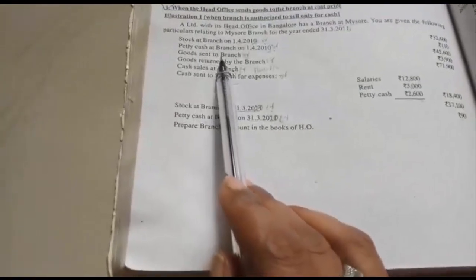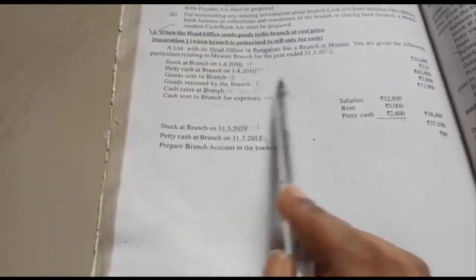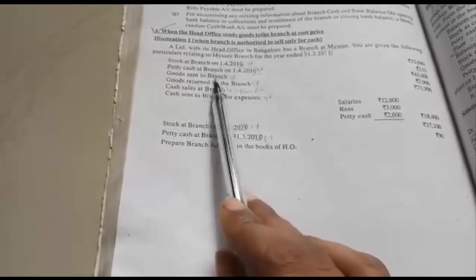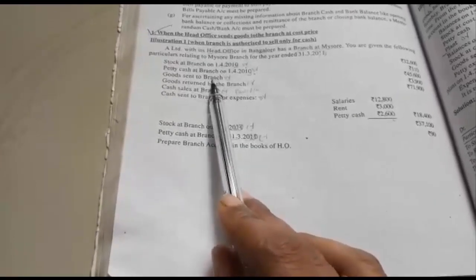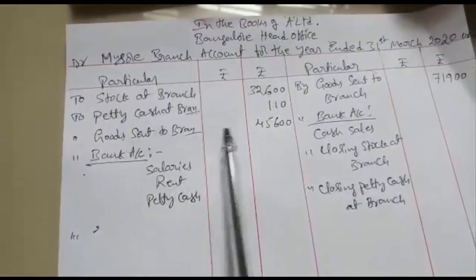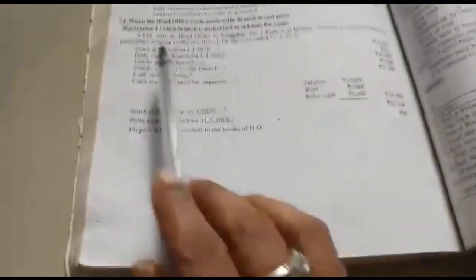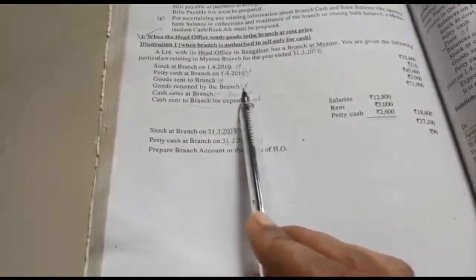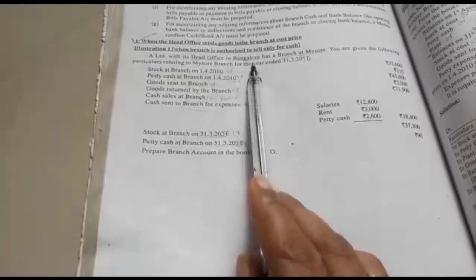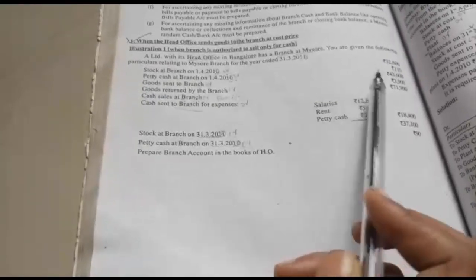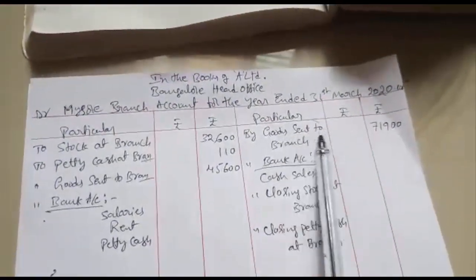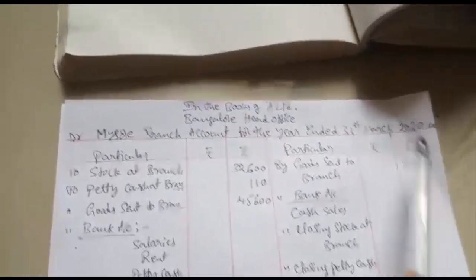Next, goods sent to branch, that is 45,600. Goods sent to branch means we received the goods from the head office, so we mention it on the debit side, goods sent to branch 45,600 rupees. Next, goods returned by the branch. The branch is giving goods to the head office, so we credit it here. I mention on the credit side, goods returned, 3,900 rupees.